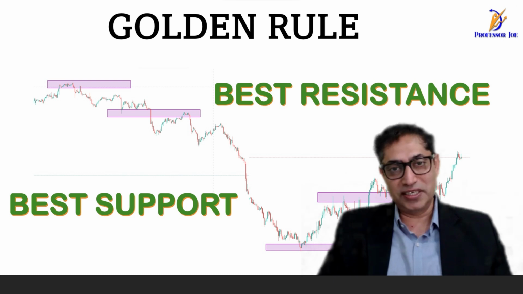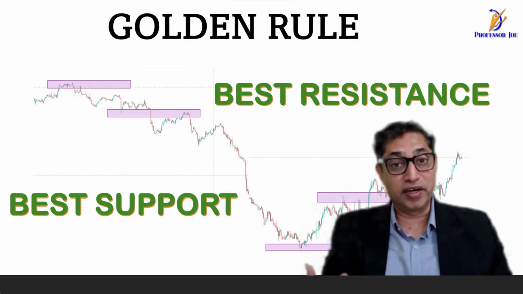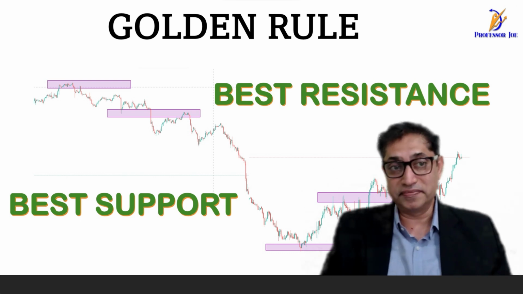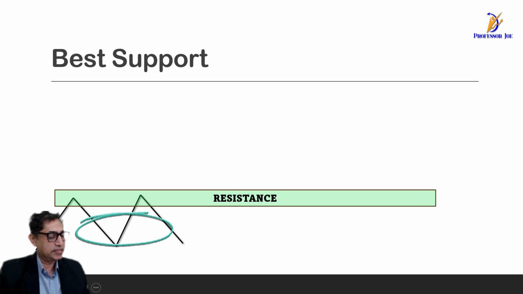So let us have a look on the screen at how a perfect support and a perfect resistance will look like. First, we are going to discuss what is a perfect support. You see this black line is representing the price. The price moves up, goes to a resistance, comes back down, and again goes back to the same resistance and comes back down. This is the first step.